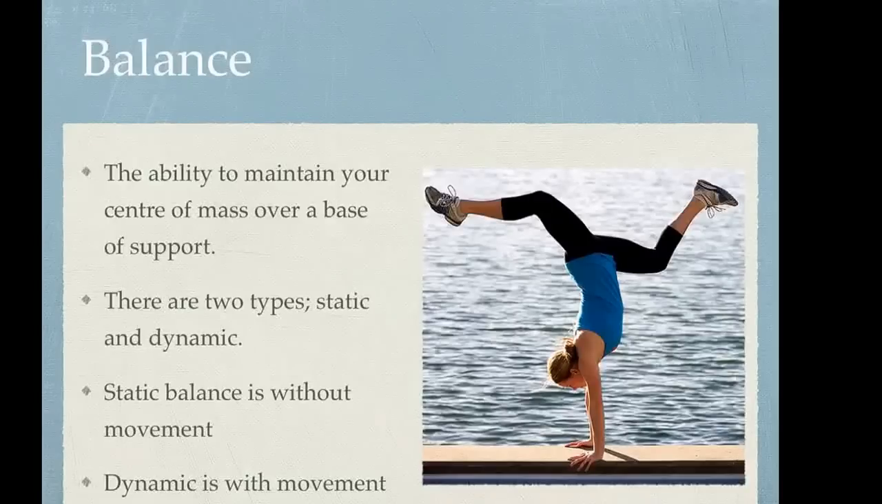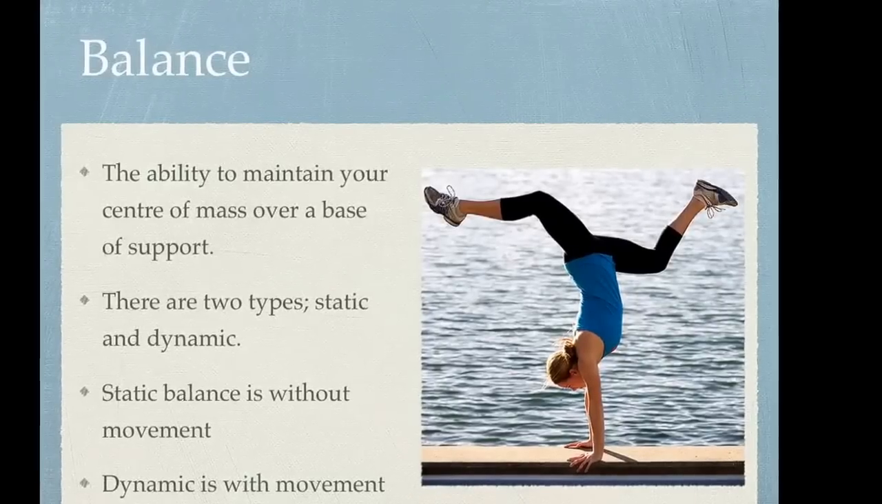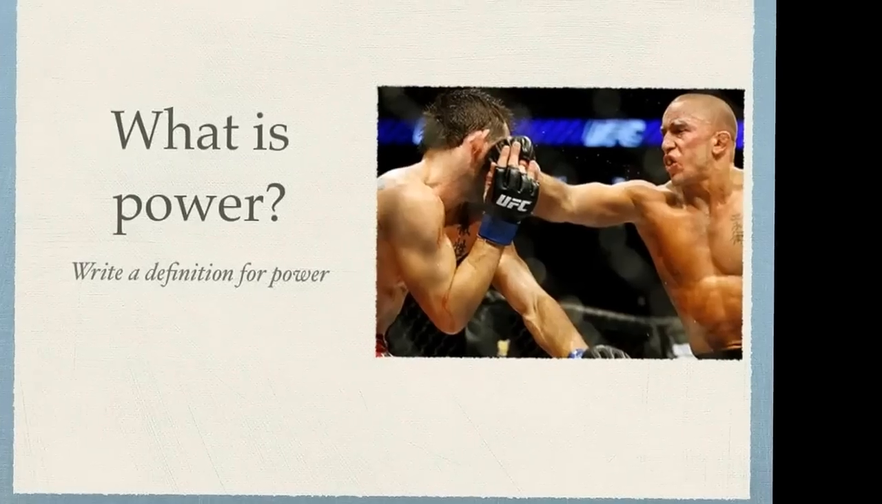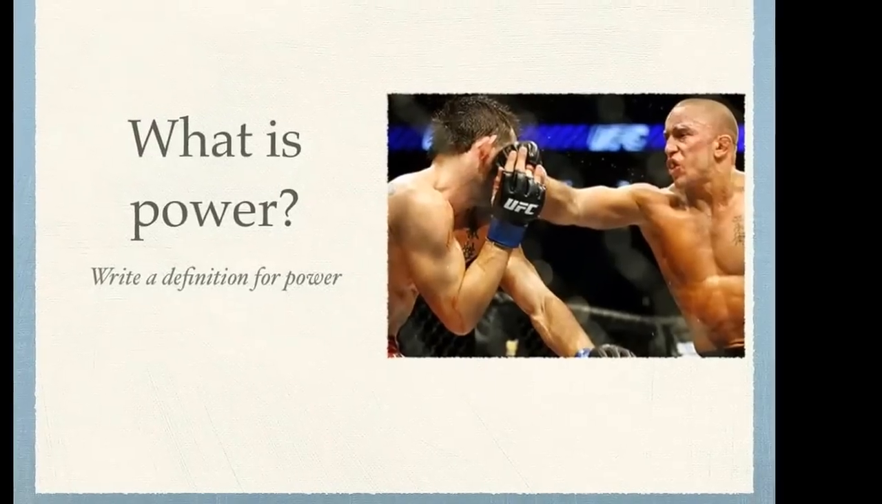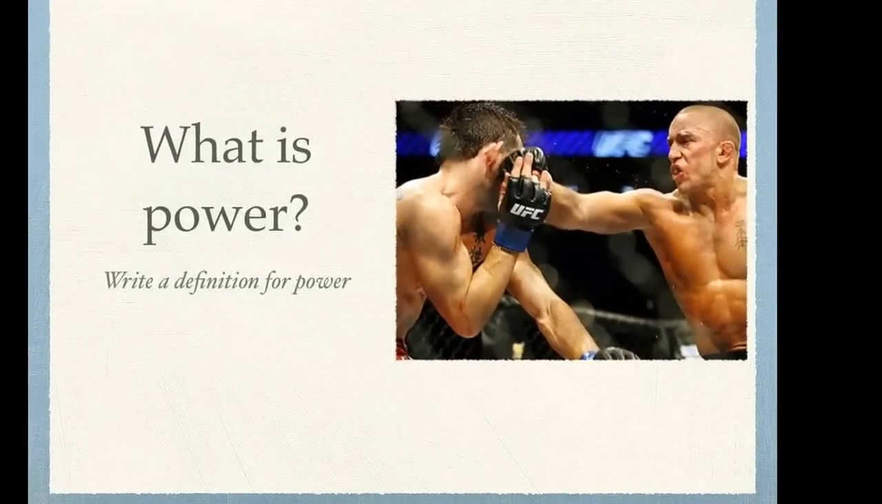There are 2 different types, which are static and dynamic. Static is what the lady's doing there in the picture. She's not moving, she's in that position and she's holding it. And dynamic would be somebody walking along a balance beam, a good example of dynamic movement. So as long as you got that right, we're looking at what is power.